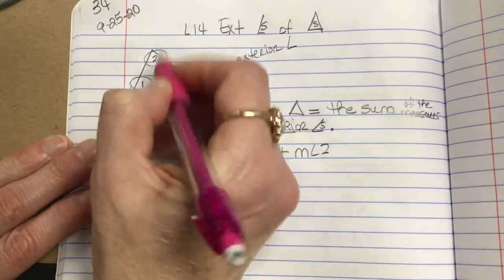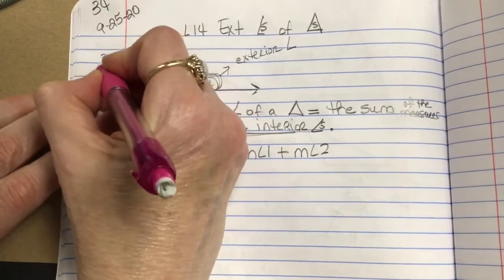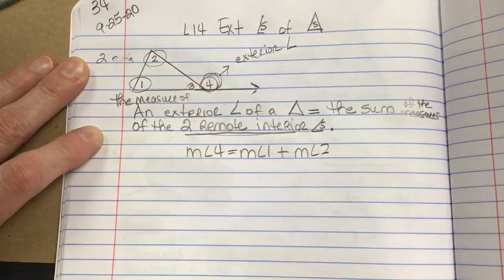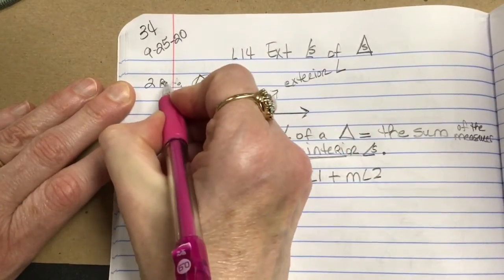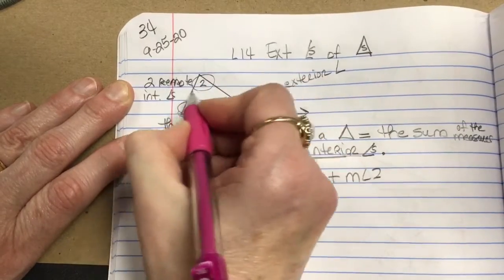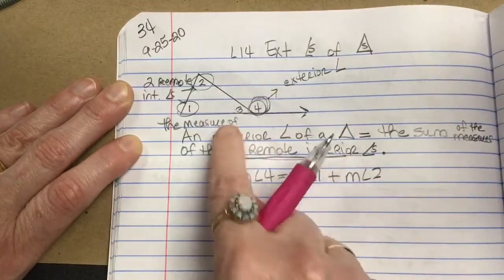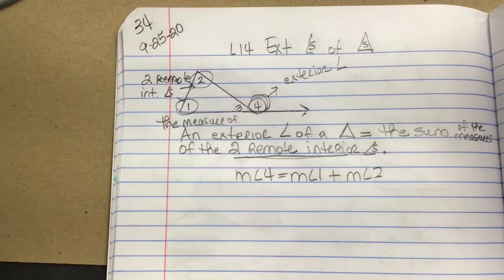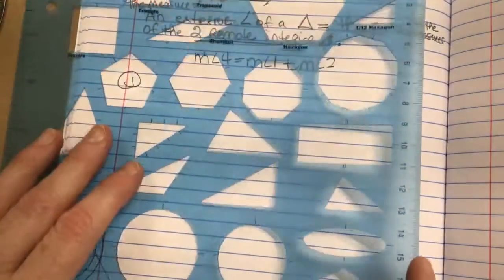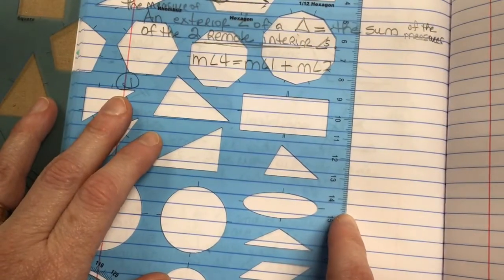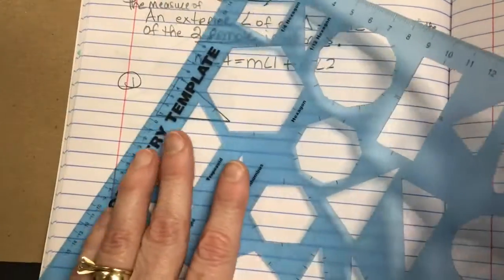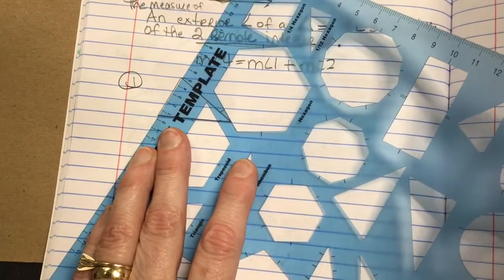So 1 and 2 would be its 2 remote interior angles, am I on screen? There we go. That's these 2, 1 and 2. So the measure of angle 4 equals the measure of 1 and 2. Now, like this first one, let's do the same triangle, but we're going to extend a different side. Okay, this time I'm going to take the edge of my geometer and I'm going to extend this one.